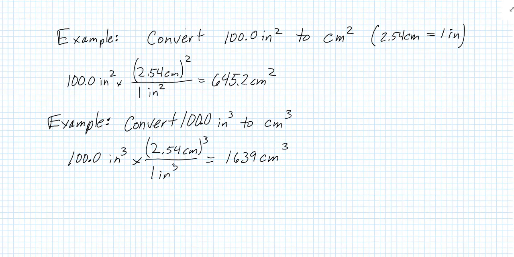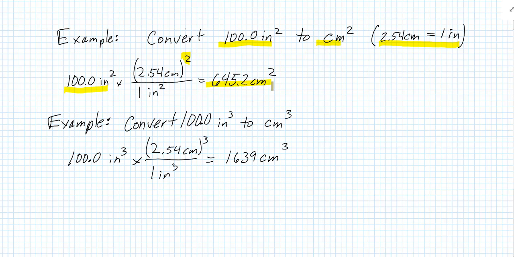Here are 2 more examples. The first example is calculating from square inches to square centimeters, knowing that there are 2.54 centimeters for every 1 inch. Starting with the measured value of 100 inches squared, you can then multiply this by the 2.54 centimeters, quantity squared, by 1 inch squared, and that will give 645.2 square centimeters.